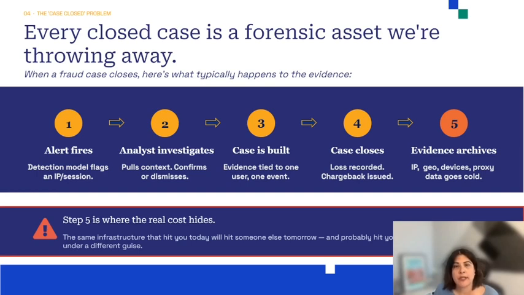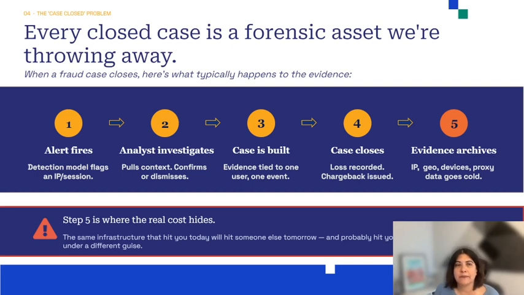Here's what typically happens when a fraud case closes. The alert fires, an analyst investigates, a case is built, the case closes, and then the evidence is archived. So steps 1 through 4, your team did the job, right? The account was remediated, the loss was recorded, they did their job. Step 5 is where the real cost hides. The IP address, the geolocation, the number of observed devices associated with that IP address, the proxy data associated with that IP address, it all goes cold.